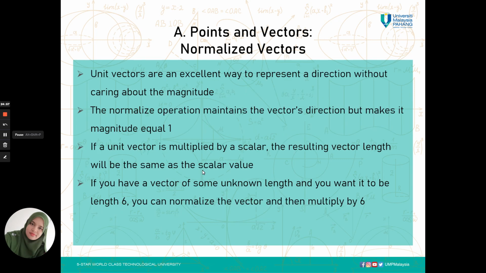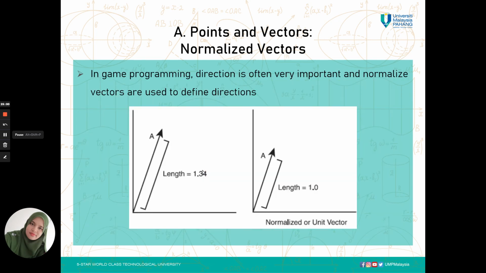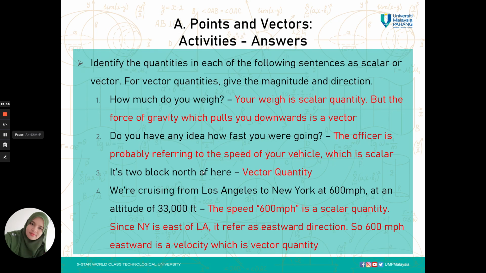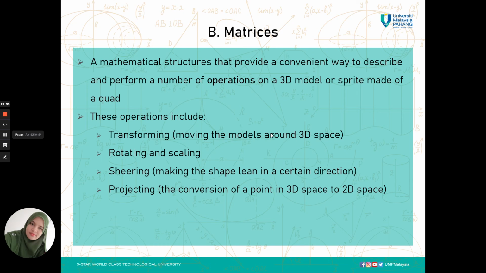Okay, so the next one is the activities that can be done. So answer this kind of question. If you can answer this question, then you can differentiate between the magnitude and the direction. Okay, how much do you weigh? Your weight is a scalar quantity, but the force of gravity which pulls you downward is a vector. So you know how to differentiate the vector quantity and the scalar quantity.